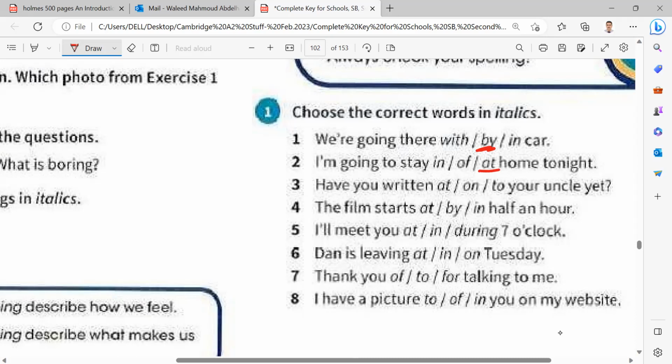Okay. Yes. Right. Next one. Have you written at or on or to your uncle yet? To. أيوة, perfect. To. طيب, the film starts in, at or by or in half an hour. In. Perfect. يعني in يعني in the future, يعني في غضون, يعني in half an hour. Good. Next. At. I'll meet you at 7 o'clock على طول at. Yes. Dan is leaving on Tuesday. On. Perfect. On days of the week.